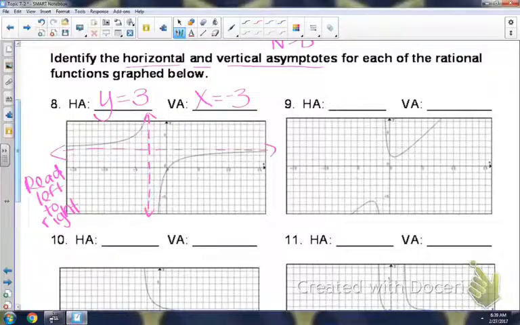Okay, if we look at 9, notice those are both going in opposite directions. That's what it looks like whenever there's not a horizontal asymptote, because neither of them are approaching a horizontal line. For the vertical asymptote, again, read from left to right. It's crossing the x-axis at -1.